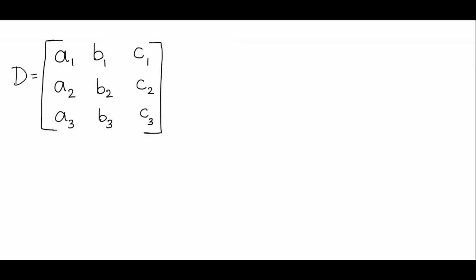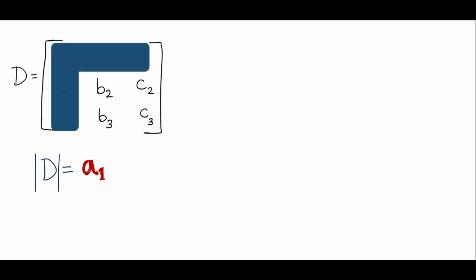Now let us consider the 3 by 3 matrix with elements A1, B1, C1, A2, B2, C2 and A3, B3, C3. You can see the 3 rows and the 3 columns here. Now the determinant of this matrix is given by, you write the first term, you start with A1, then you have to think about eliminating or just ignoring that particular column and the row that contains A1, and then you focus on the remaining elements that form a 2 by 2 matrix.